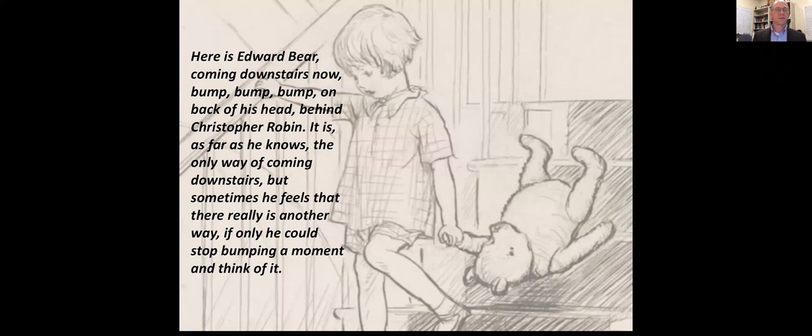Well, there is another way, and I'm excited to share with you this idea of dynamic assessment. Some of you probably are already very familiar with dynamic assessment, but I want to share with you the ways that we've applied it in our research. I really like this opening line from one of the Winnie the Pooh books. Here is Edward Bear coming downstairs now, bump, bump, bump on the back of his head, behind Christopher Robin. It is, as far as he knows, the only way of coming downstairs. But sometimes he feels that there really is another way, if only he could stop bumping a moment and think of it.